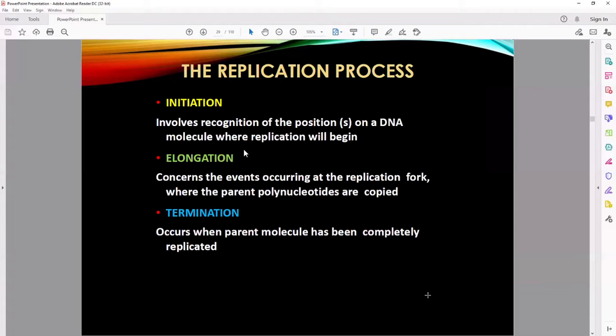So we don't want it to replicate unnecessary sequence.